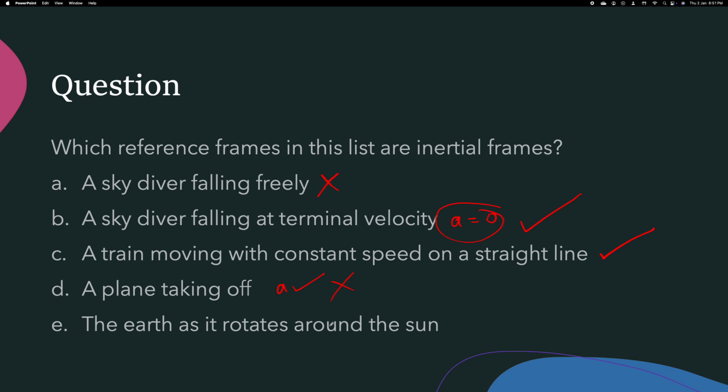The Earth as it rotates around the sun, yes? Now look at this. When I say Earth is rotating around the sun, it's under circular motion. Circular motion is nothing but being acted upon by a net force called centripetal force that results in centripetal acceleration. Because there is acceleration, no matter if it is linear acceleration or centripetal acceleration, it is a non-inertial frame of reference.